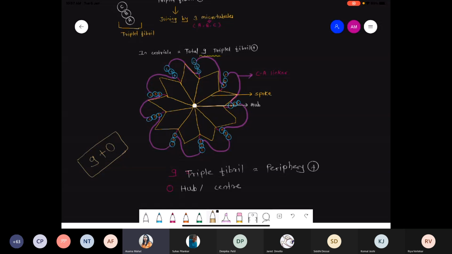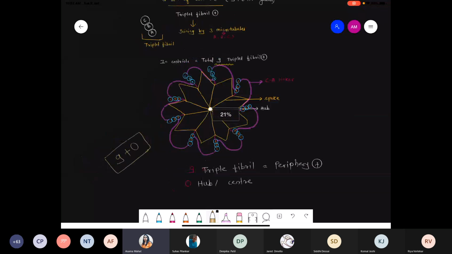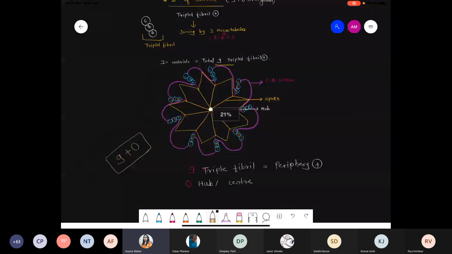Clear? Ramchandra, got it point? Don't worry, at the end of the class I'll share the whiteboard screen so you can complete your diagram. Yeah, any doubt from this point? दीपिका ठीक है. गार्गी 9 plus 0 arrangement. Remember centriole 9 plus 0.